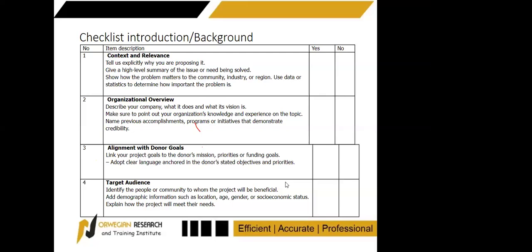to identify the people or the community to whom the project is. Describe their demographic information. Explain how the project will meet their needs. Okay, so give another 1 mark. That's 4 marks a person has just acquired in the introduction and background because of obeying rules. Then we move to the next level.